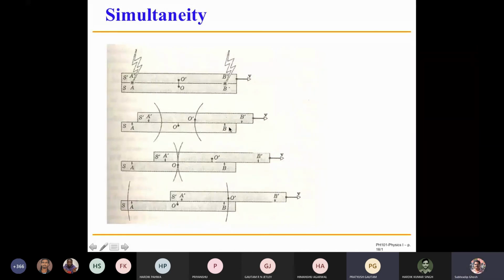Okay. So the signal from B will reach the point O prime first, then the signal from A. So the signal from BB prime arrives at O prime before it gets to O, and during this time O prime has traveled to the right. Whereas the signal from AA prime arrives at O before it gets to O prime. Therefore, for the S prime observer, the event BB prime has happened before AA prime, because the signal from AA prime takes longer to reach O prime as compared to the signal from BB prime.